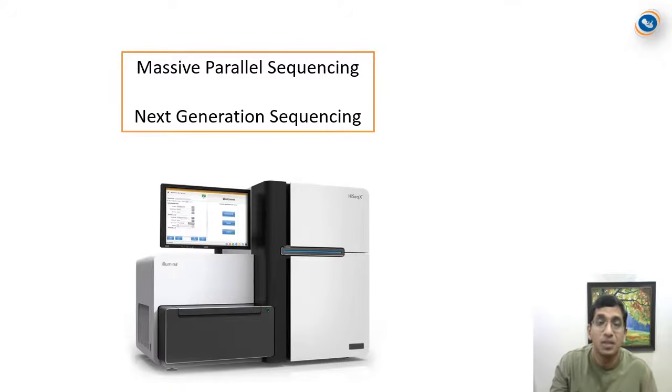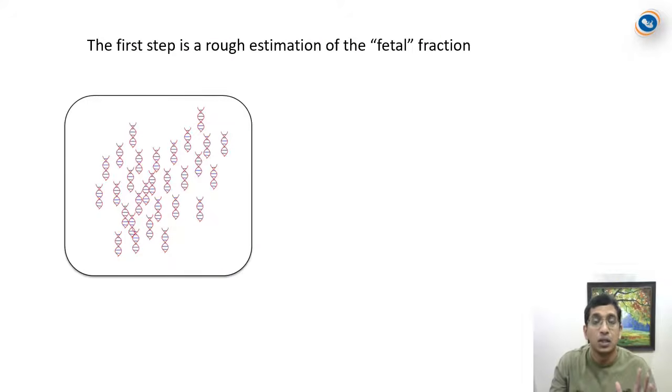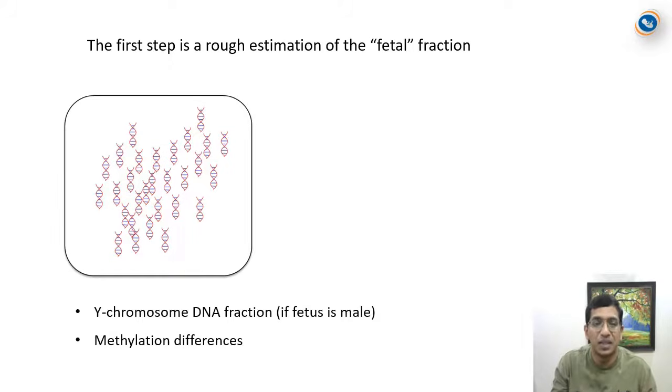Now most NIPT tests use something called massively parallel sequencing, or next generation sequencing, to try and reach a diagnosis. So how is it done? The first step is a rough estimation of the fetal fraction. And again, remember, when I say fetal, actually it is not the fetal, it is the placental fraction. If it's a male fetus, you can use certain probes which detect the amount or proportion of Y chromosome DNA, because obviously it is not there in the mother.